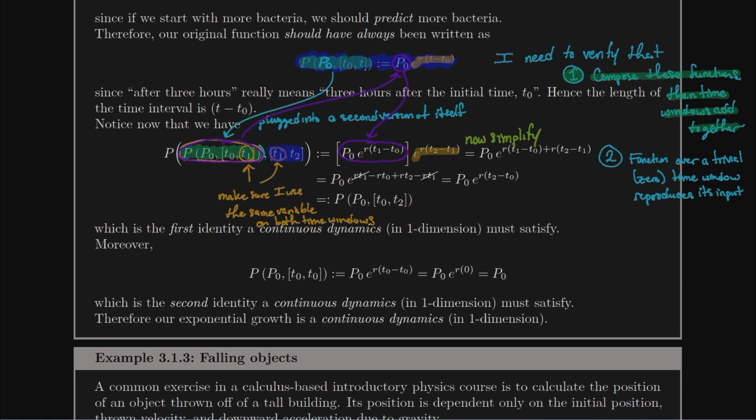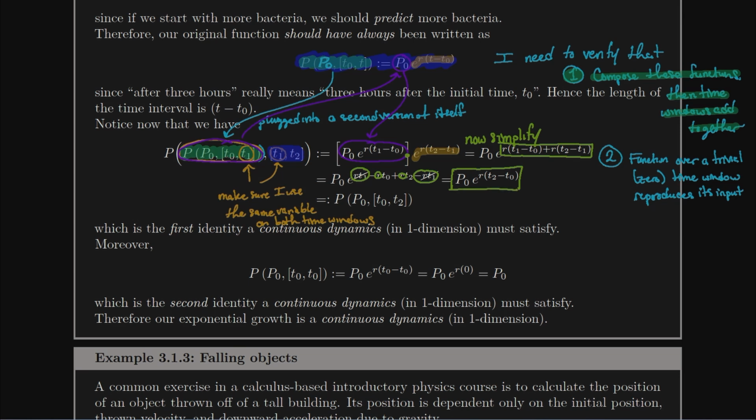And when I simplify, I can use my exponential rules. There's a multiplication of exponentials, which means I'm going to add the powers together. When I add the powers together, we see a positive rt1 and a negative rt1. So those cancel. And if I just factor the r out of these two remaining terms, I get P0 e to the r(t2 minus t0).